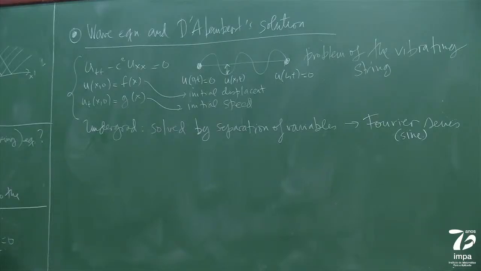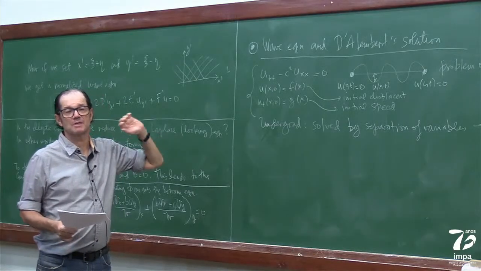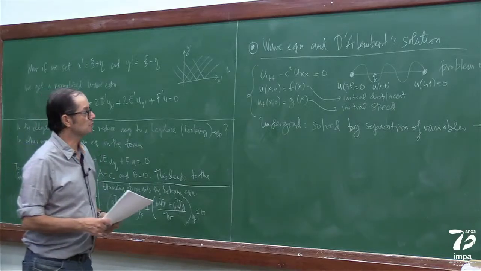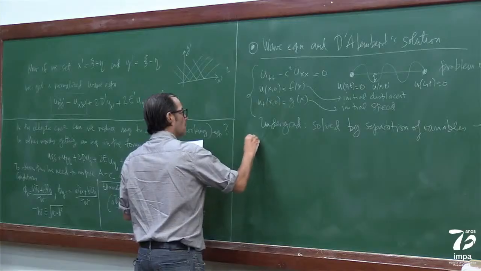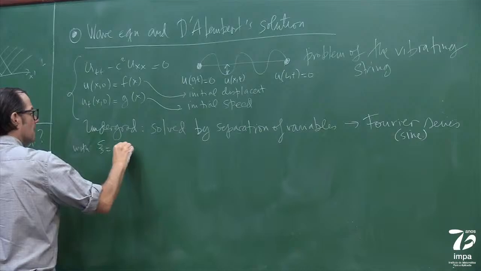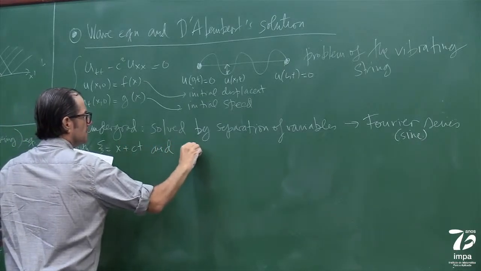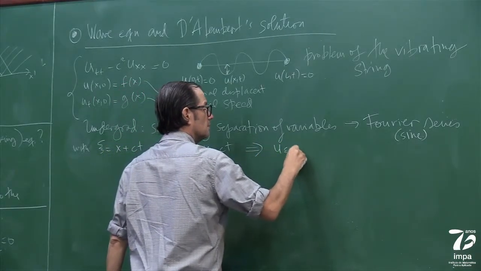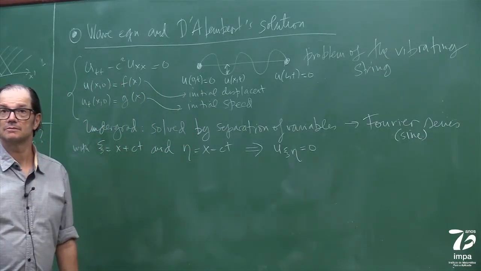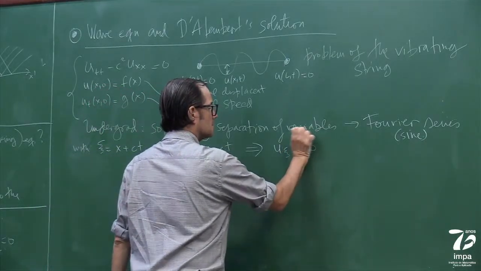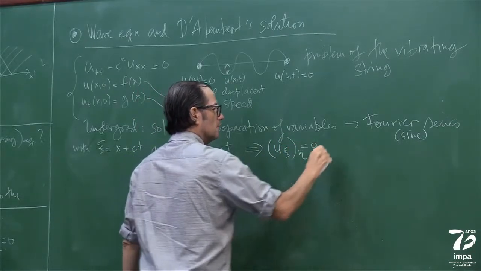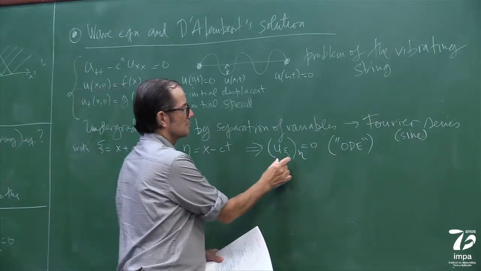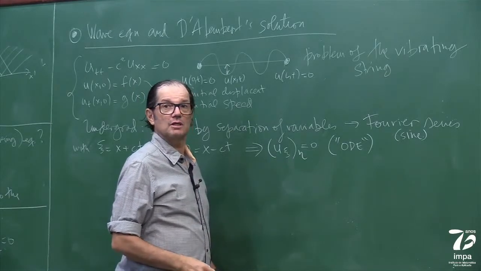Now, as with many things in the course, sometimes I skip something because it's in the notes, or because it's easy, and it's like an exercise for whoever is watching. So here are the steps. With xi equal to x plus ct, and eta equal to x minus ct, we saw this, right? This means that the wave equation becomes this, okay? Which is, as I mentioned before, a quote-unquote ODE. If you think of this as some auxiliary variable V, this is an ODE in eta.